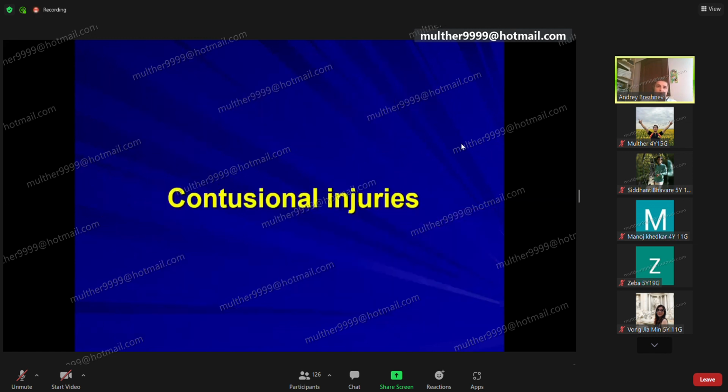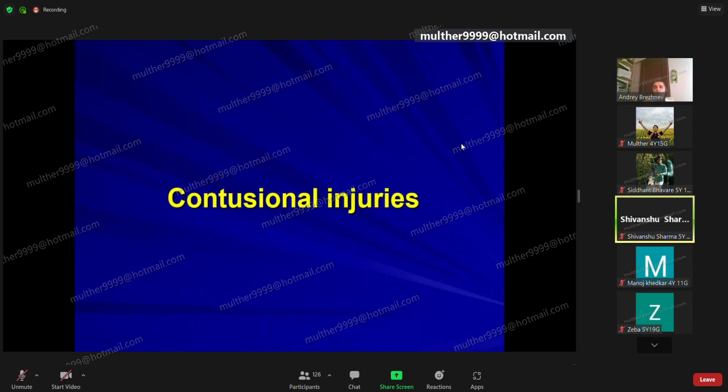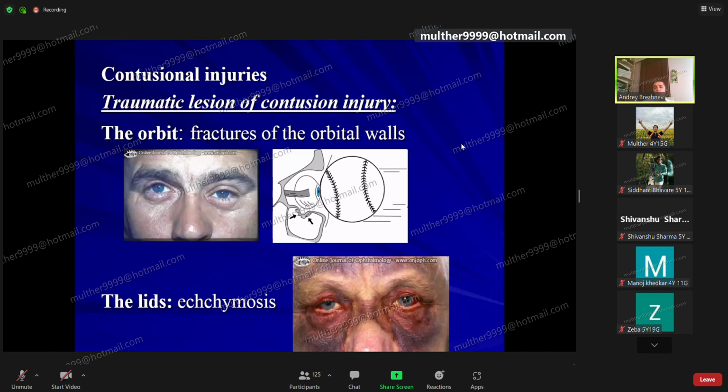The next rather large group of disorders are contusional injuries. These are caused by blunt trauma and may vary in severity from a simple corneal erosion to an extensive rupture of the globe. Let's discuss structure by structure all the possible changes of the anterior segment of the eye.